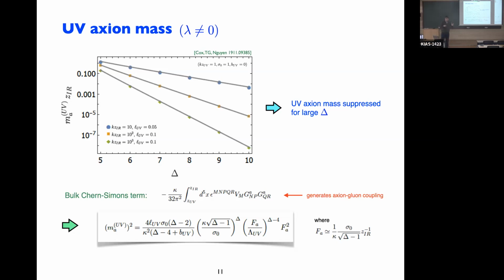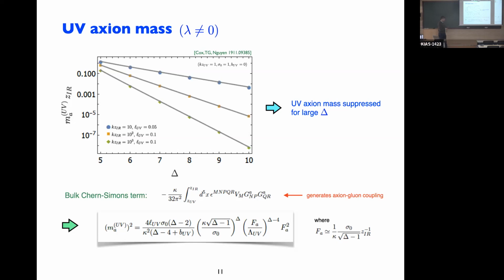So that's pretty simple. You can understand it geometrically, but the axion also has to couple to the gluons, and that you can set up by introducing a bulk Chern-Simons term, where the axion will then couple to the gluon. So this generates the axion-gluon coupling, and then the formula for the UV axion mass squared can be written in terms of the decay constant. And so there it is.